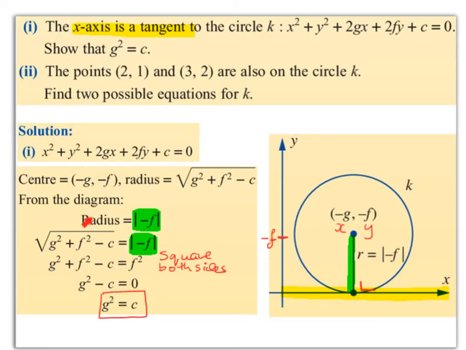From the diagram we can see that the radius is equal to the modulus of minus f. So if this is our circle and it's touching the x-axis, then this point here where it touches the x-axis, our point of tangency, we can see that this lines up with minus g on our x-axis, and it lines up with minus f on our y-axis. So this distance here, which is also the radius, must be a length of minus f. And we have our modulus symbol to show that it's positive. So the radius is equal to the modulus of minus f, and just as in the previous slide, we end up getting g squared is equal to c.